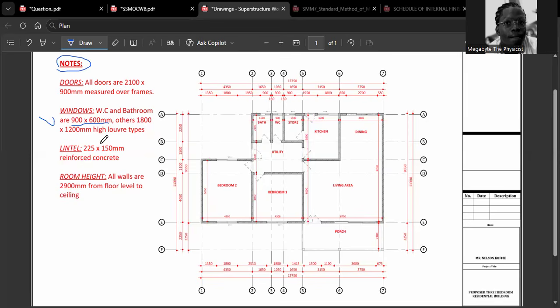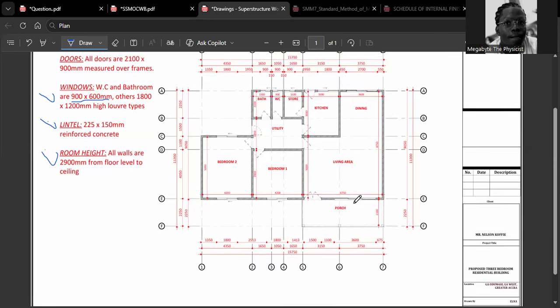For the lintel, the size is 225 by 150 mm reinforced concrete. Okay, and then the room height. Let's see the room height. This is the length we just spoke about, and then the room height. This is the room height over here. All walls are 2,900 mm from floor level to ceiling level. Okay, so that is it.